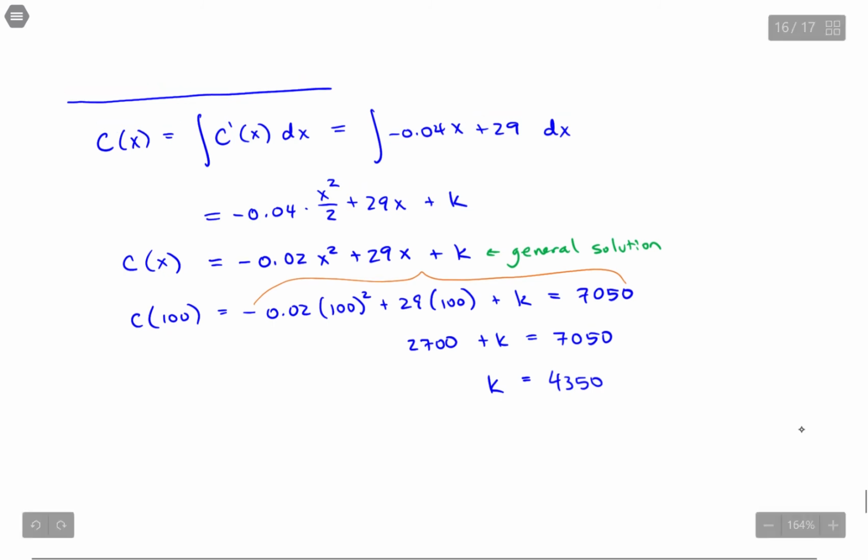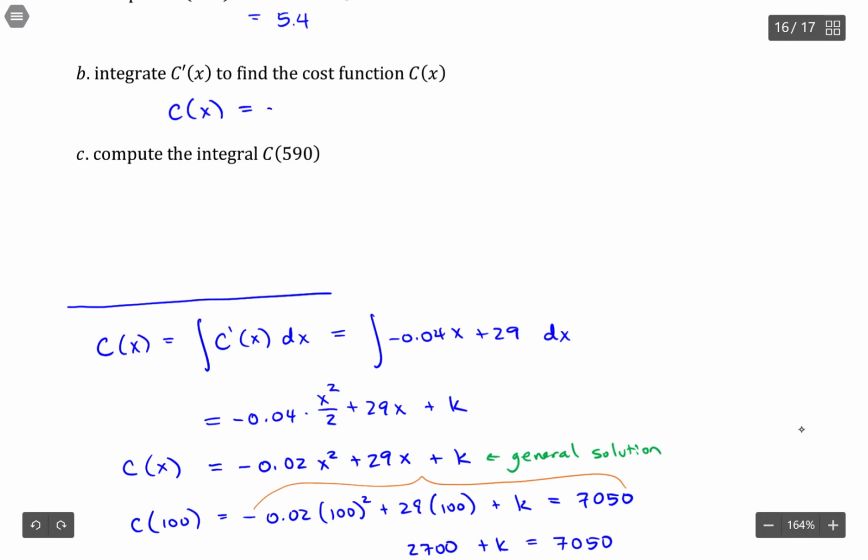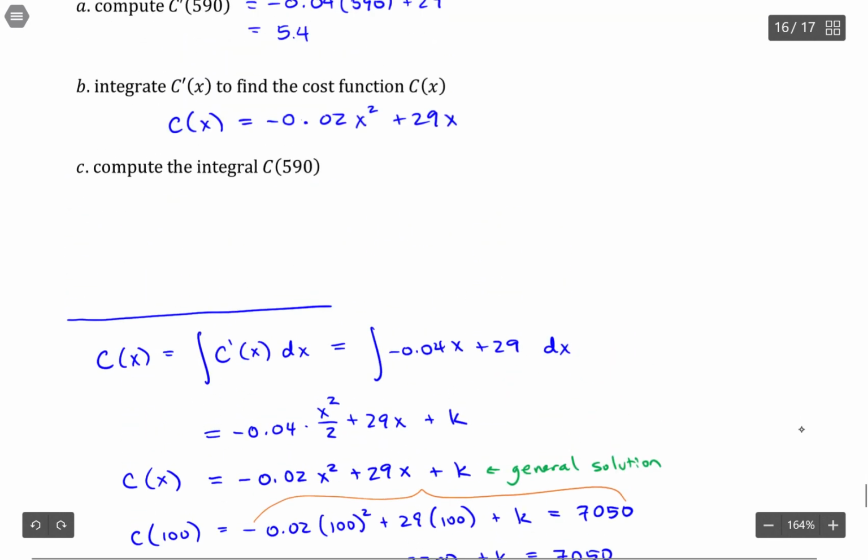So I have the cost function, C of x, is, let's see, negative 0.02 times x squared plus 29x plus 4,350.